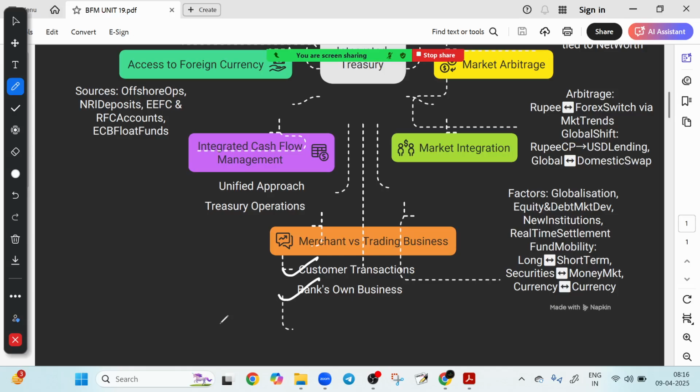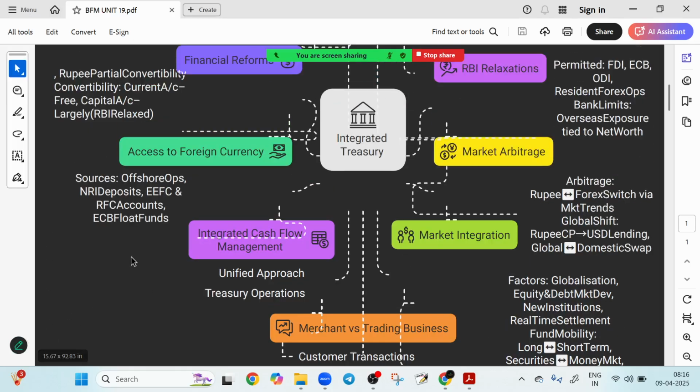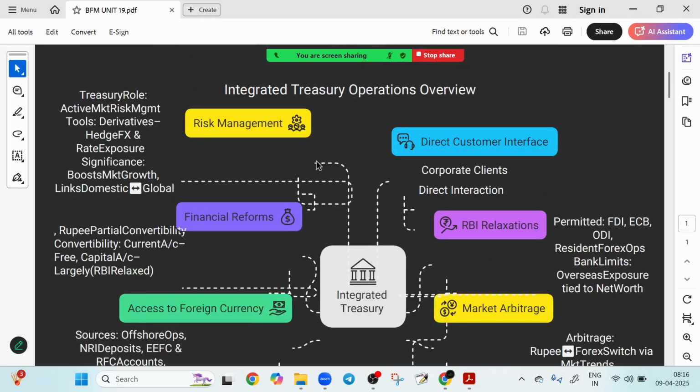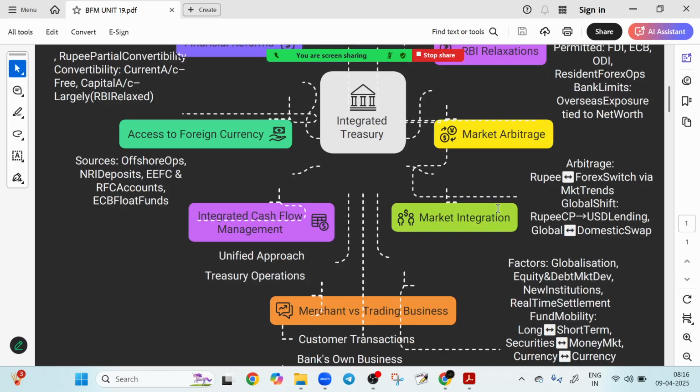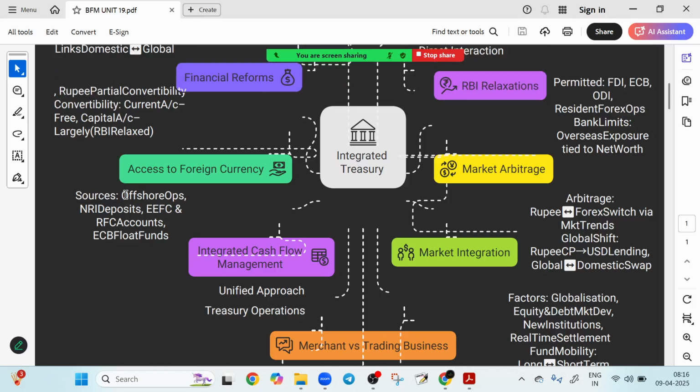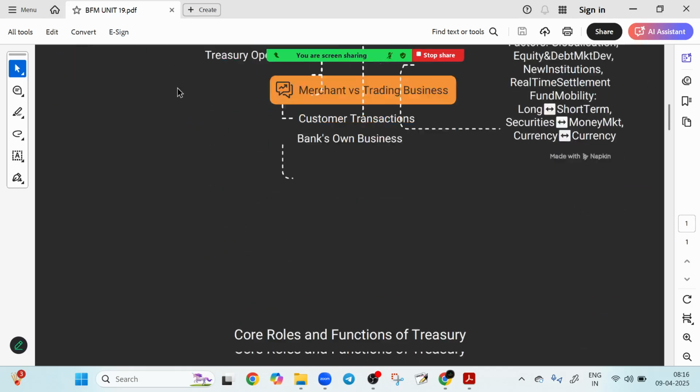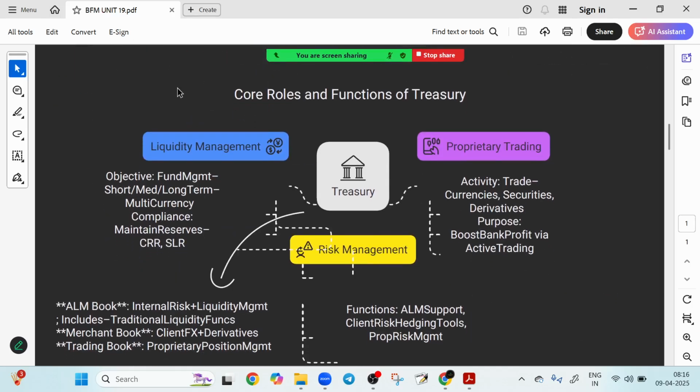So in a nutshell, the integrated treasury is not just a department, it is a dynamic, multi-dimensional engine driving modern banking. From managing risk to leveraging global markets, it ensures that the bank is not just surviving but thriving. You can see now the different types of functions it is performing. On the top left side we have seen risk management. We have seen the arbitrage opportunity someone can take help of, right? We have seen access to foreign currency, some sources I have told you how, and financial reform is also playing a very important role. So that is all about the roles played by the treasury.